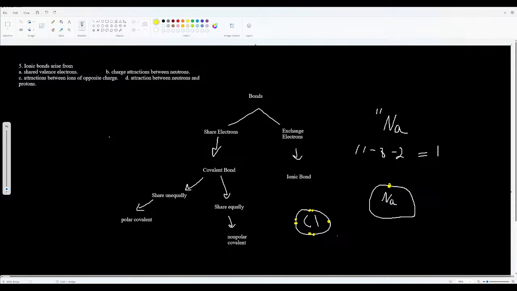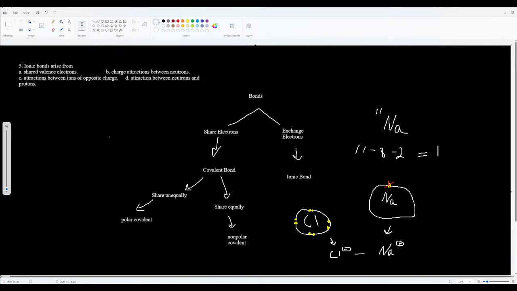So in this process of losing this electron and giving it to chlorine, this process of loss and gain, sodium now has a positive charge because we fully lost an electron, and chlorine has a negative charge because it gained negativity. So do you remember what I said about opposites attracting?